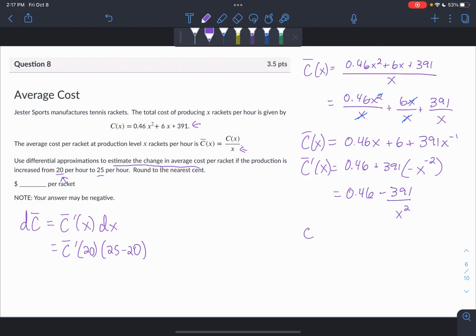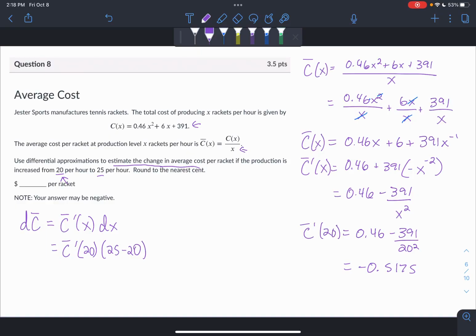So now let's find C average prime of 20. So again, let's just plug in 20 for x. And this gave me 0.5175. I wouldn't round. I mean, this comes out to a whole number, but if there was a case where you had to round, just round to maybe 4 or 5 decimal places just to avoid rounding error.